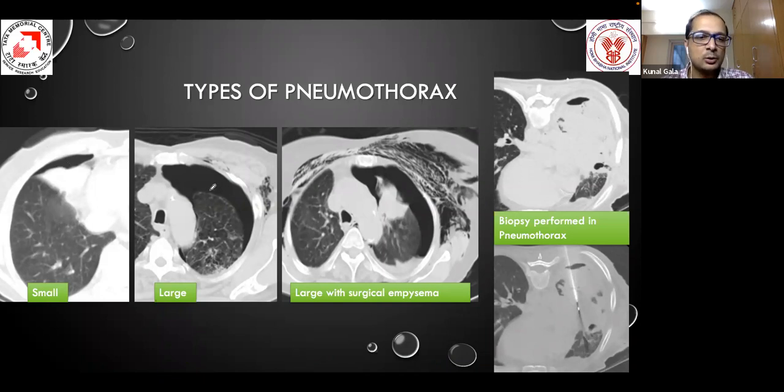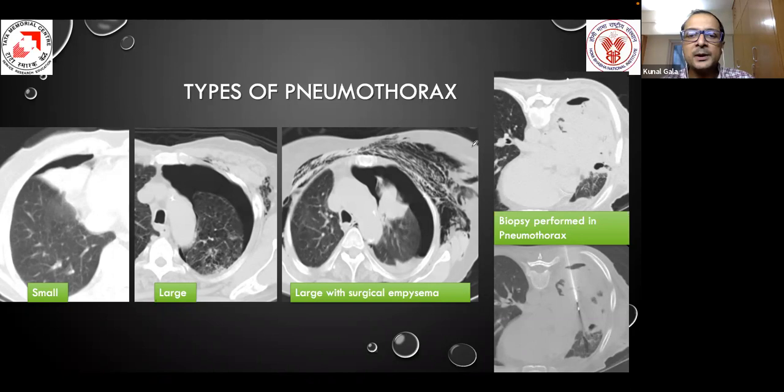When there is a large pneumothorax, what needs to be done? Either just go in and aspirate as much of the pneumothorax as possible, or put in a smaller drainage catheter. If there is a large pneumothorax with significant surgical emphysema, the best thing is to put in an intercostal drainage, as a small drainage catheter will not drain so much of a pneumothorax with emphysema.